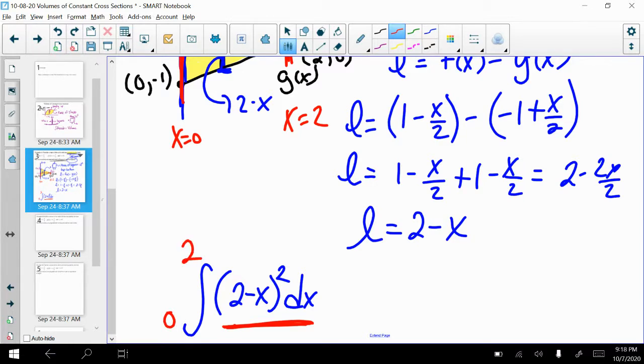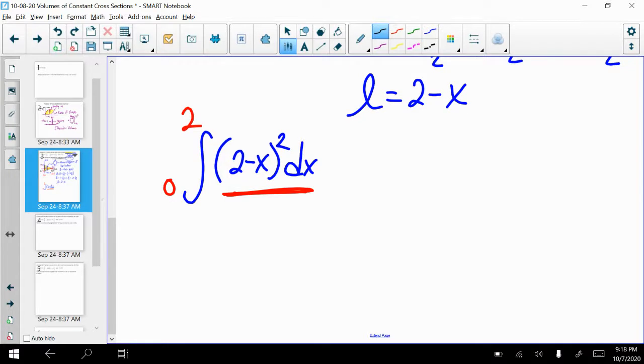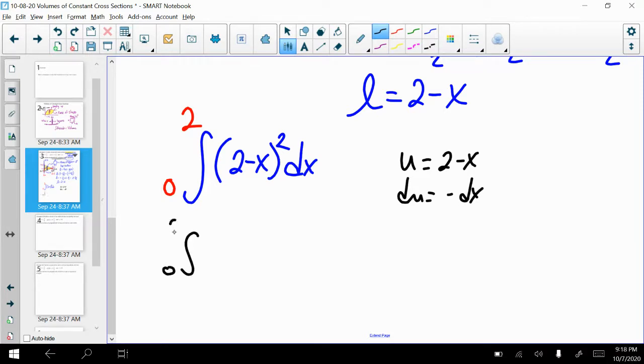And then once we're here, I have faith in you guys being able to work this the rest of the way out. From an integration perspective, to be totally honest, we don't have to expand it out if we don't want to. It's about the same either way, I think. But if you think about it from a u sub perspective, sometimes u would be 2 minus x, right? Then du would be negative dx. So you could totally solve this with a u sub. Personally, I think it's easier just to go ahead and integrate this out.